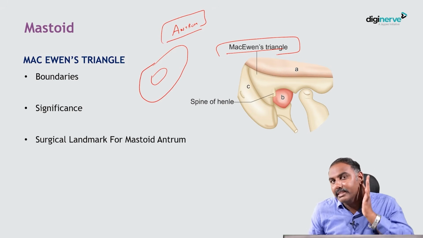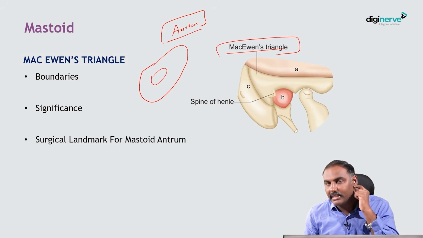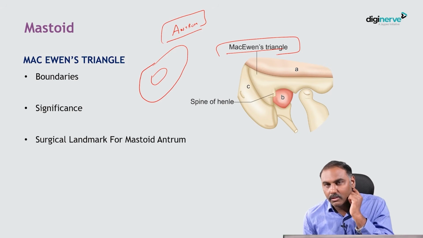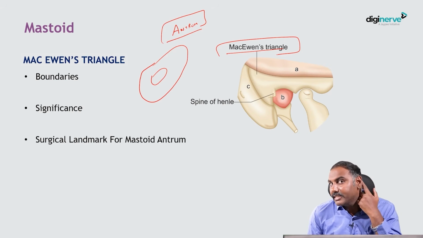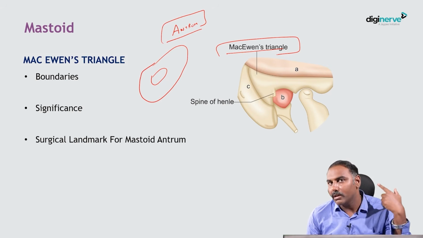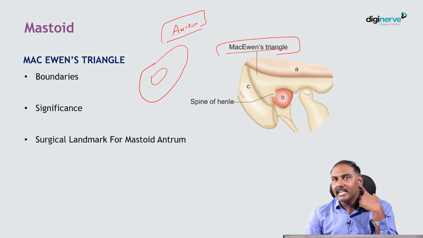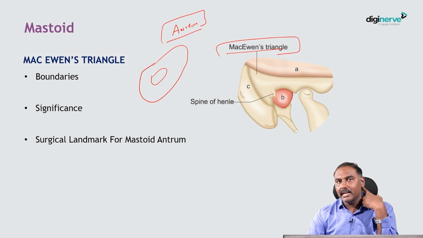While doing a surgery for the mastoid, that is mastoidectomy, we want to approach the mastoid antrum. So what they will ask you here is, what is the surgical landmark for approach to the mastoid antrum? That is, while doing a surgery, I want to approach the mastoid antrum. What is the surgical landmark?